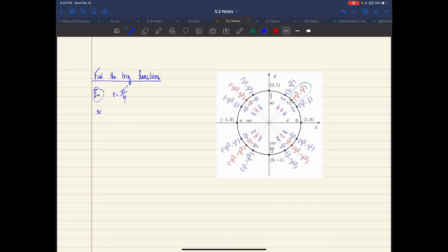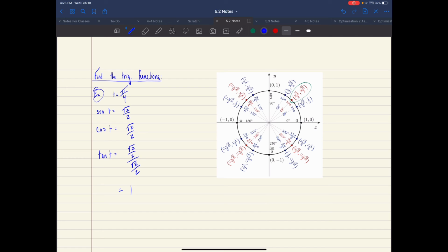Sine is represented by the y coordinate. So sine is root 2 over 2. Cosine is the x coordinate. So that's root 2 over 2. Tangent is the ratio of the y coordinate to the x coordinate. So it would be root 2 over 2 divided by root 2 over 2, which is 1. So tangent of t is 1.